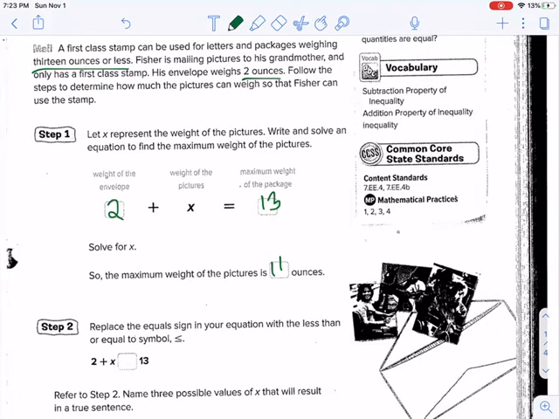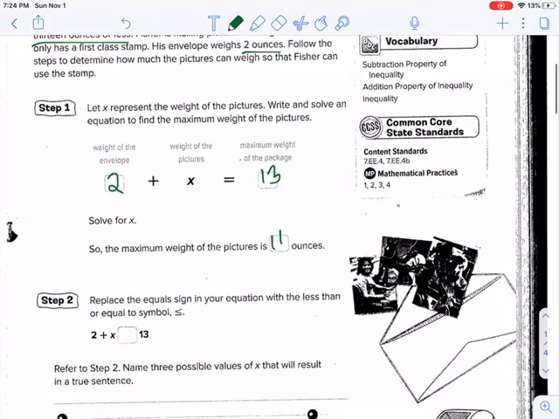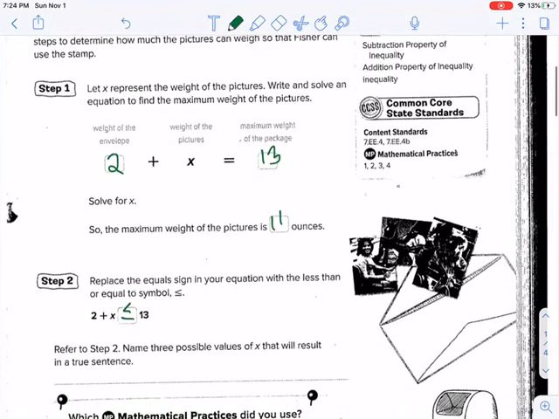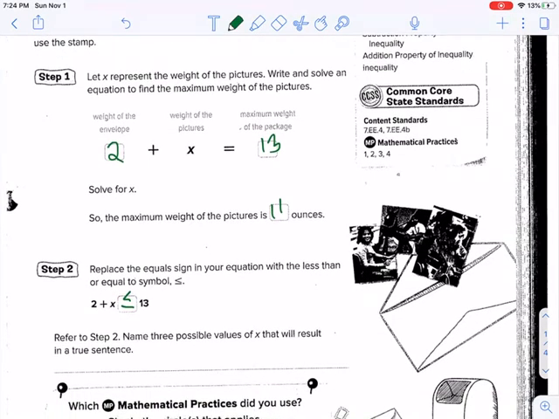But notice it said that it could weigh 13 ounces or less. So we want to then not use the equal sign that was in step 1. So we're going to replace it with the less than or equal to sign. So now our answer would be X has to be less than or equal to 11.